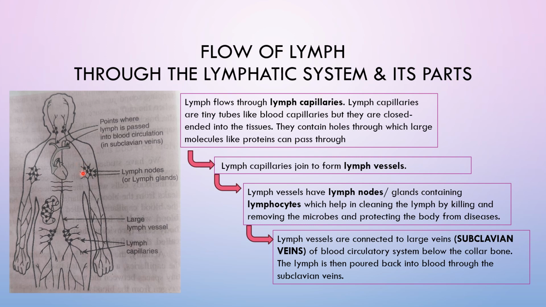Finally lymph vessels, they all go and they pour into the subclavian veins, which are the veins which are just below the shoulder or the collarbone. So it is in these subclavian veins that the lymph finally goes and then gets mixed into the blood.